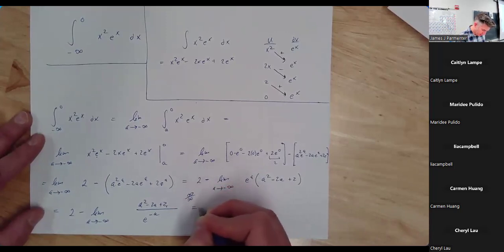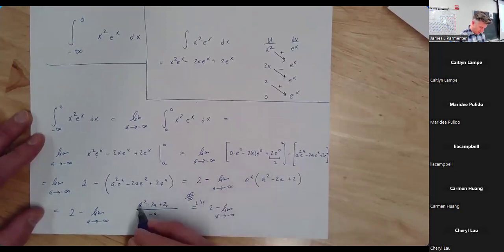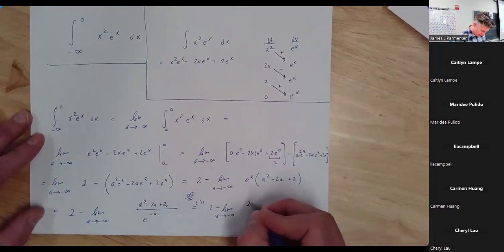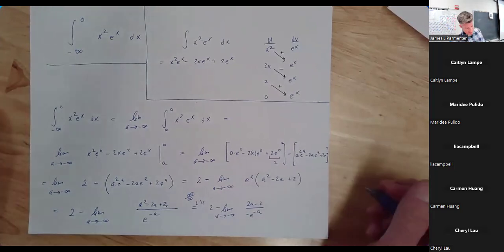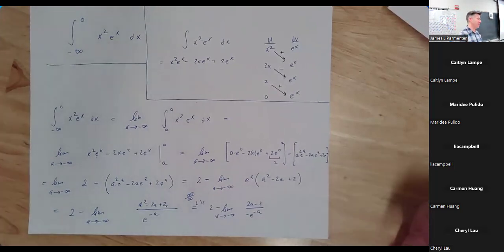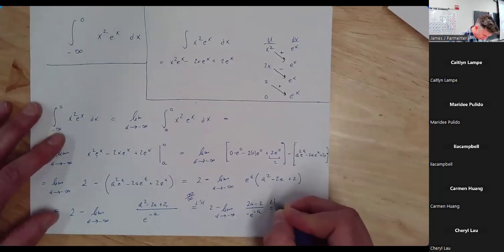And now we can use L'Hopital's rule and get 2 minus the limit as a goes to negative infinity of the derivative of the top, which is 2a minus 2, over the derivative of the bottom, which is negative e to the negative a. Still an infinity over infinity type. Technically negative infinity over negative infinity. So we use L'Hopital's rule one more time.